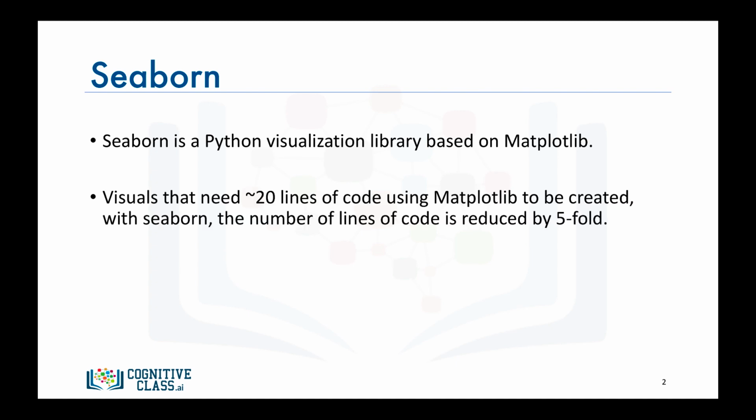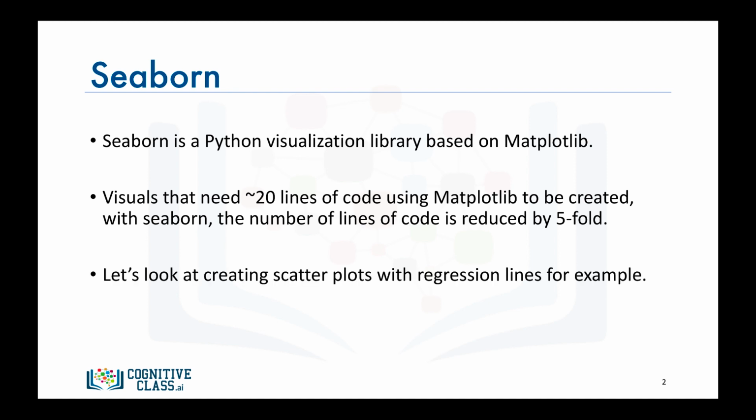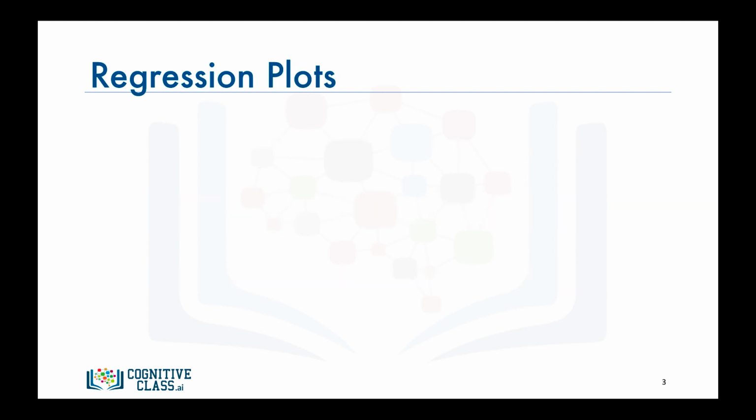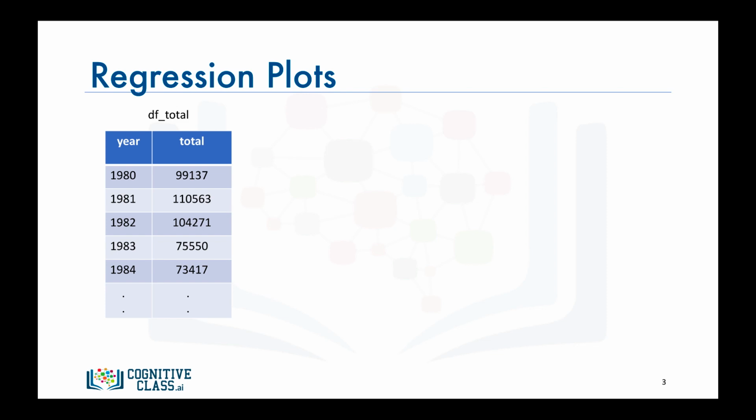Therefore, with Seaborn, you can generate plots with code that is 5 times less than with matplotlib. Let's see how we can use Seaborn to create a statistical graphic. Let's look into regression plots. Let's say we have a data frame called df_total of total immigration to Canada from 1980 to 2013, with the year in one column and the corresponding total immigration in another column.